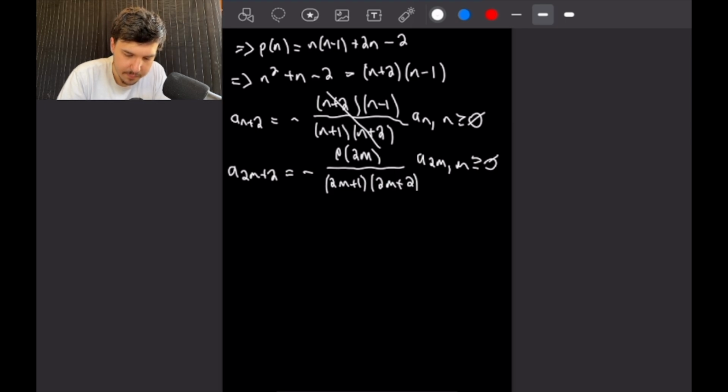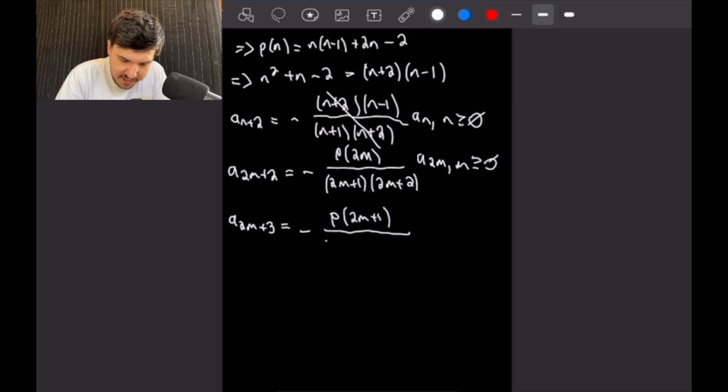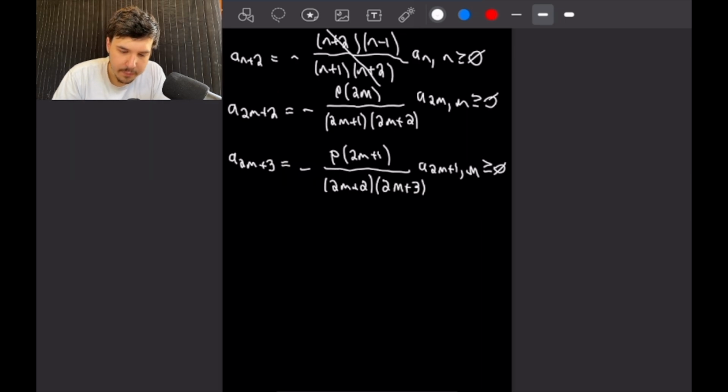And our odds will be given by the following. We will have a sub 2m plus 3 is equal to, keeping that negative out front, our numerator will be p of 2m plus 1, and our denominator will be 2m plus 2 times 2m plus 3, and that will be times a sub 2m plus 1 for m greater than or equal to 0. Great. So let's start by computing our even coefficients. So our even coefficients will be given by that first formula there. So let me just scroll up and keep that at the top.